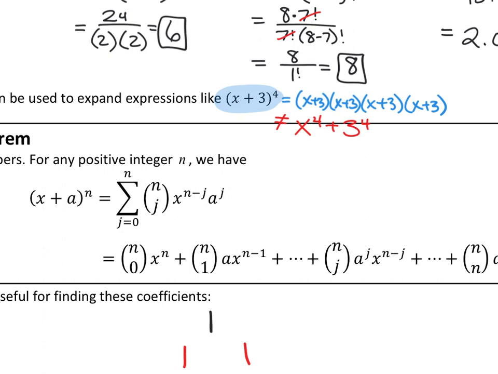Yeah, you cannot distribute this exponent when this is a binomial. The only time you can distribute the exponent inside the parentheses is if it's a monomial, one term. We have two terms. Don't do this.